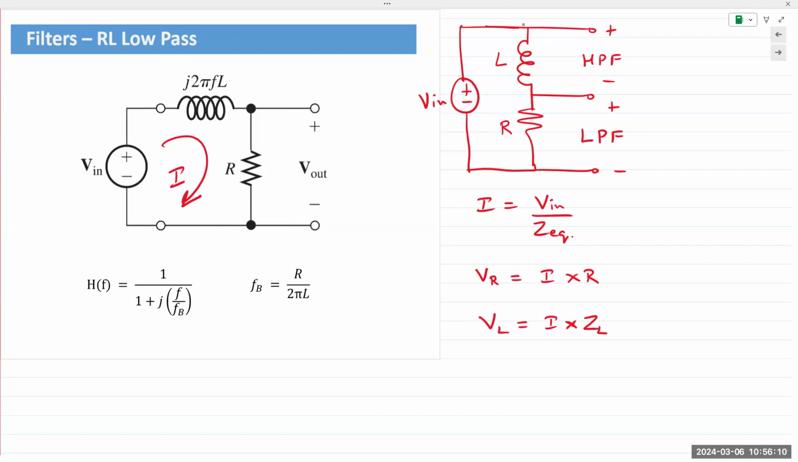When you perform that derivation and rearrange the terms to obtain the transfer function, you get the exact same equation as we did for the RC low pass filter: 1 over 1 plus j F over FB. No difference, because that transfer function describes a first order low pass filter. It does not matter whether it is made out of a capacitor or an inductor. The break frequency, however, depends on the components, and so that is different.